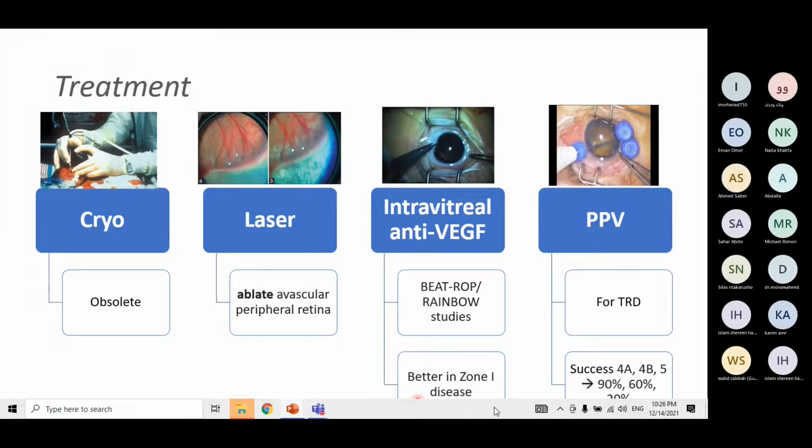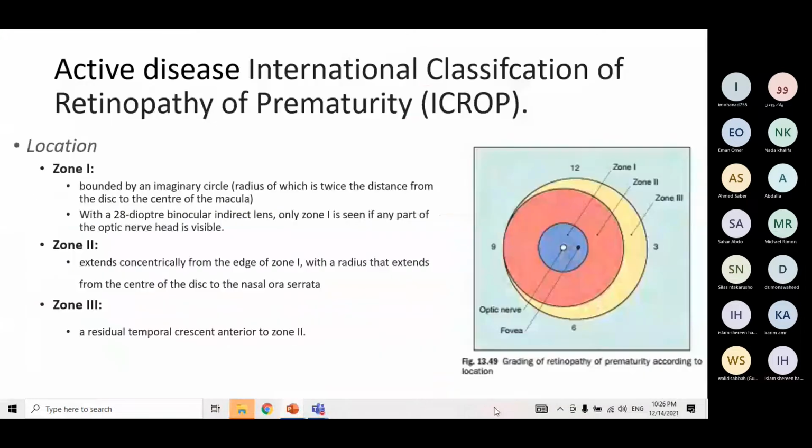Let's imagine that we will treat this infant. If you say we have an infant with zone 1 disease and you want to treat him with laser, you will do extensive laser treatment, a very, very large number of laser shots to ablate the peripheral retina. And this infant will have long-term constriction of the field and long-term poor night vision.